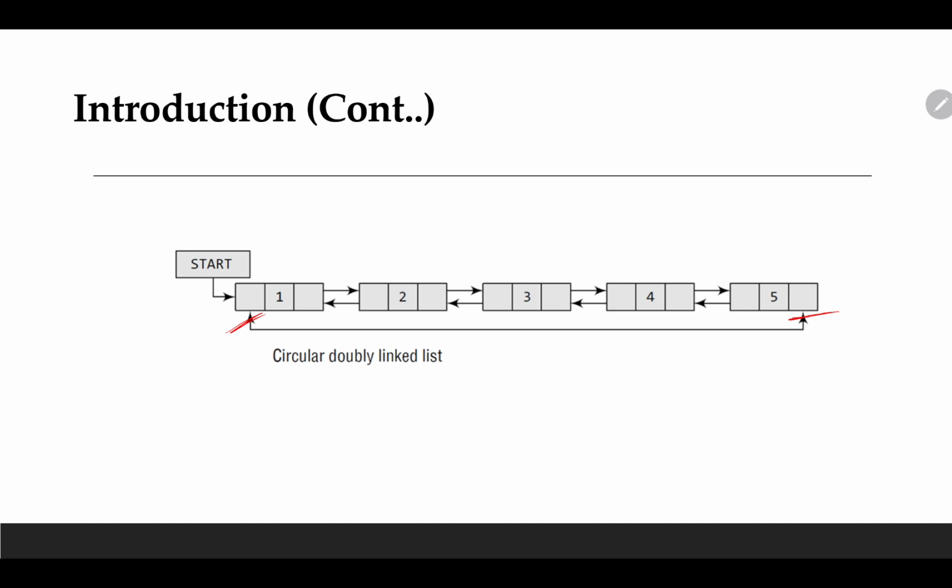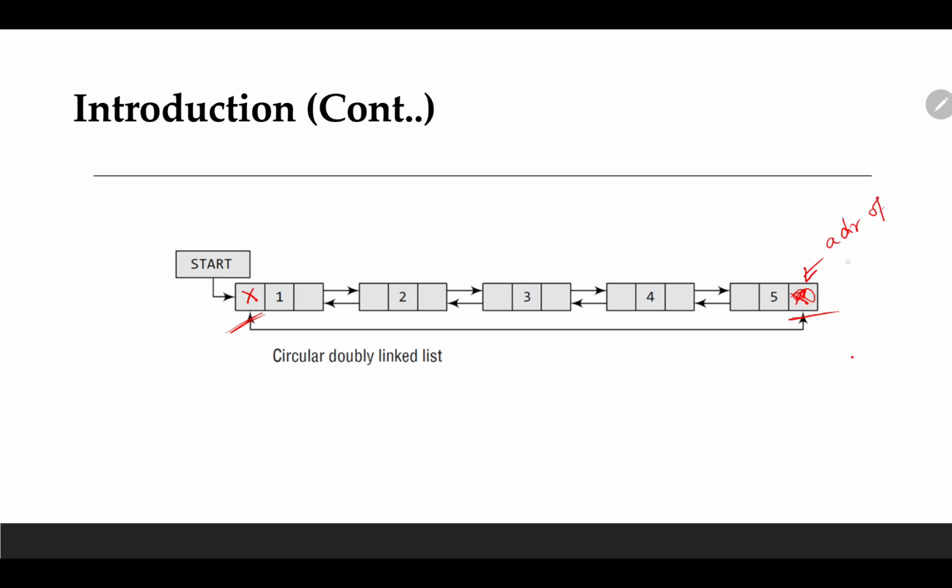Normally in a doubly linked list, the next of the last node and the previous of the first node will be mentioned as null. But here we are using a circular doubly linked list, so it doesn't have a null because the last node is connected with the first node. The next field of the last node shows the address of the first node of the list.